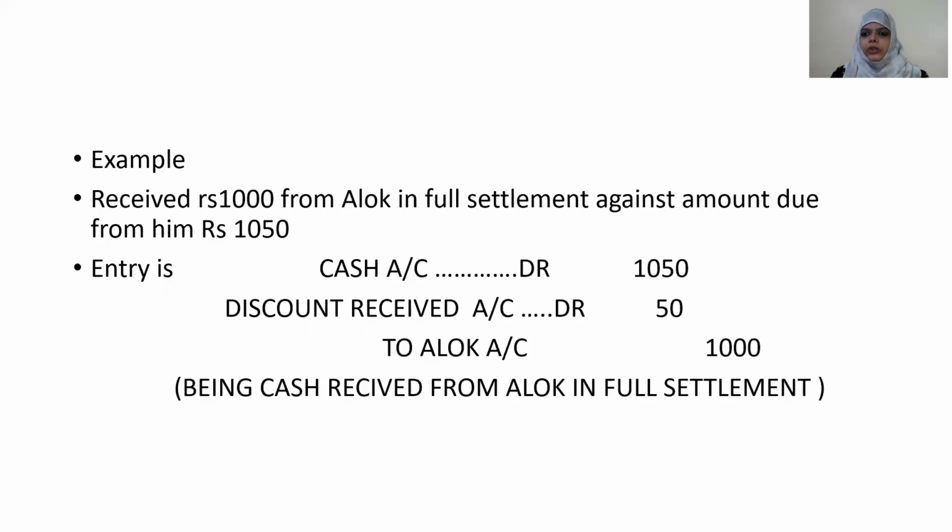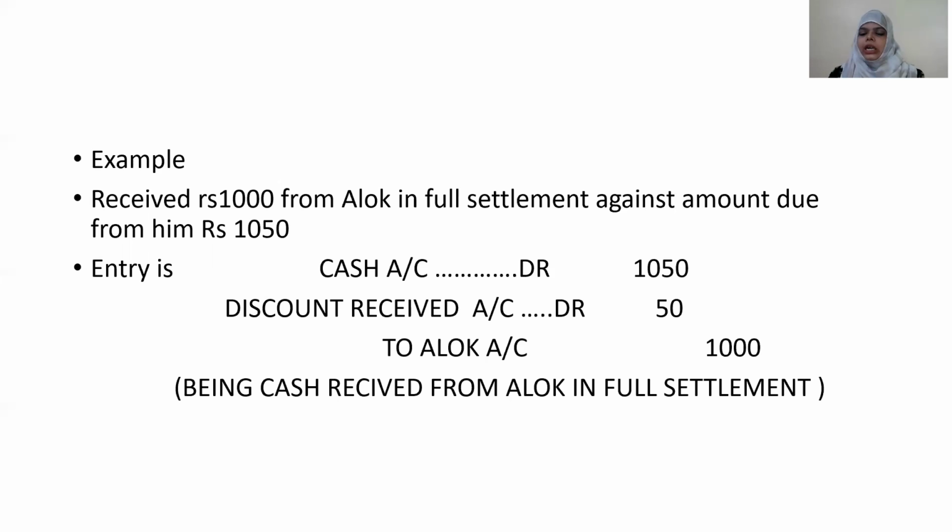So you are writing the particular transaction in such a way: cash account debited, you are receiving 1,000, you had to receive an amount of 1,050, but you gave a discount of rupees 50. So discount account debited 50 rupees to Alok account. The full and final settlement amount is rupees 1,000. So that is the whole scenario, being cash received from Alok in full settlement. So once again, I am explaining: cash rupees 1,000 from Alok in full settlement against the amount due from him, rupees 1,050.